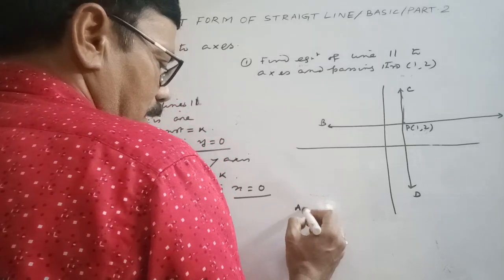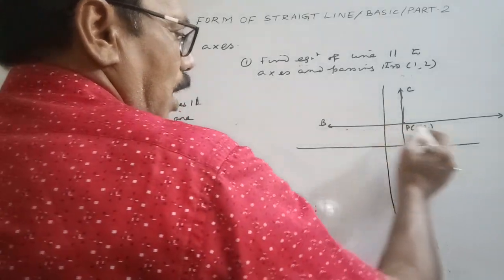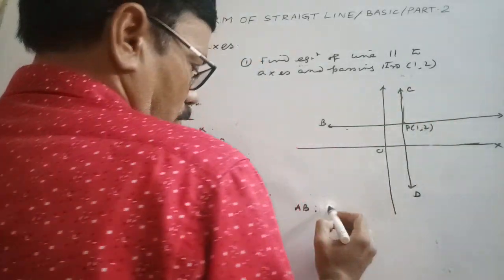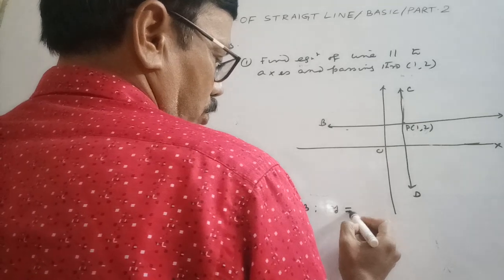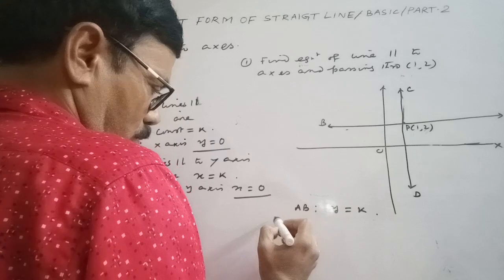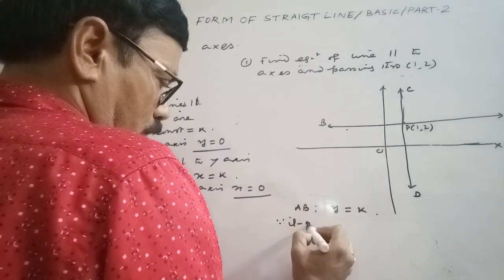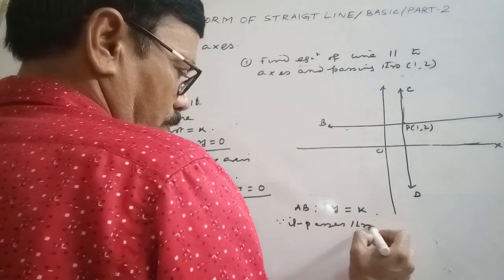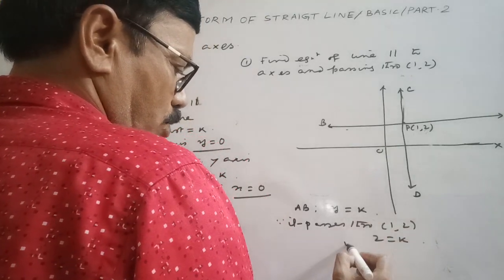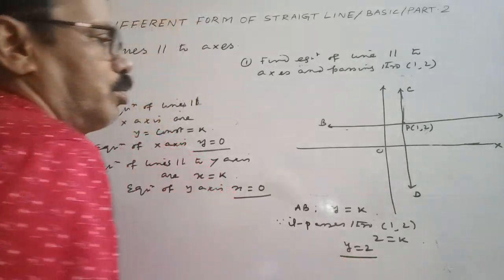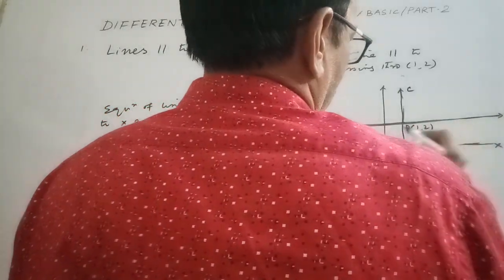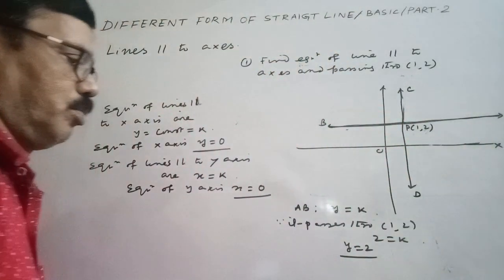So the equation of line AB, this is parallel to x-axis. This is x-axis. So AB: y equals to k. Now, since it passes through (1, 2), 2 equals to k. So what is the equation of the line? y equals to 2.